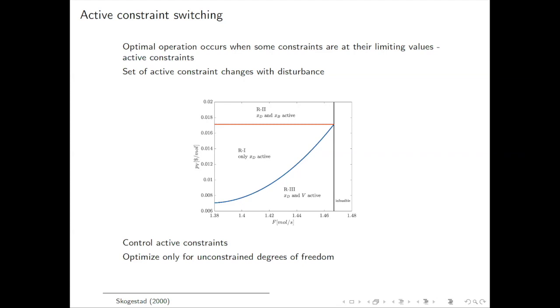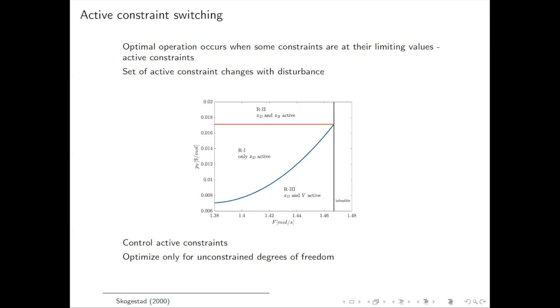And when some of the constraints are optimally active, the simplest approach is to control the constraints at their limits, possibly with some safety margins known as backoff. For example, in region 3 here, we have two constraints that are active. Then the optimal operation here happens when we control these two constraints to its limiting value. And when the price increases, we switch from region 3 to region 1.